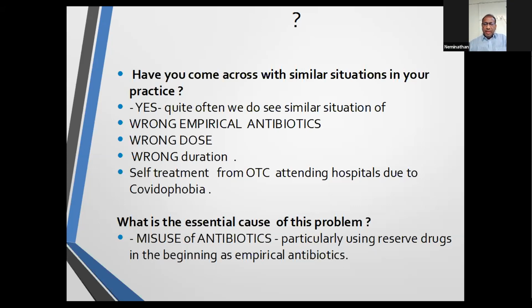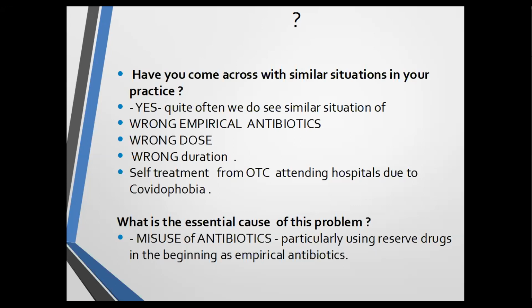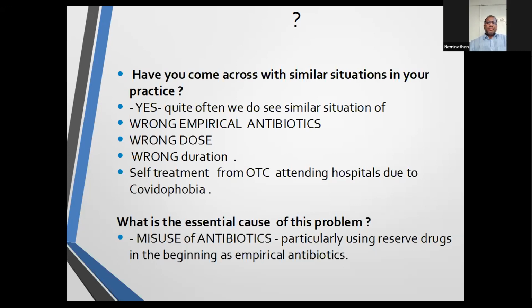We need to be very, very selective in choosing empirical antibiotics. And of course, quinolones do not come as an empirical therapy. It's a restricted use drug. So the basic problem is misuse of drugs. So that means the wrong antibiotic was selected, with wrong dose and wrong duration. Yeah. So misuse of antibiotics is the reason for the occurrence of resistance. Thank you, Dr. Naiman Nathan.